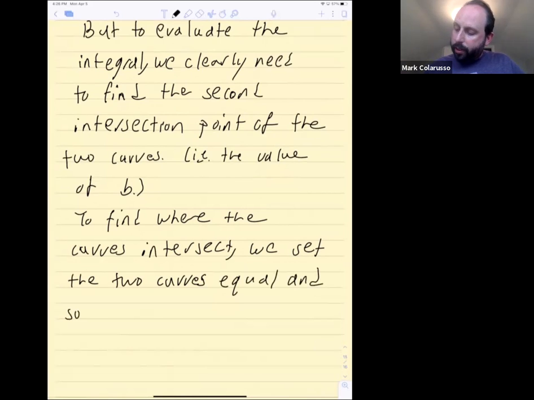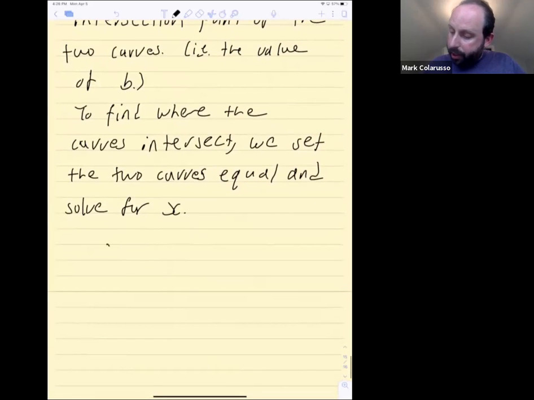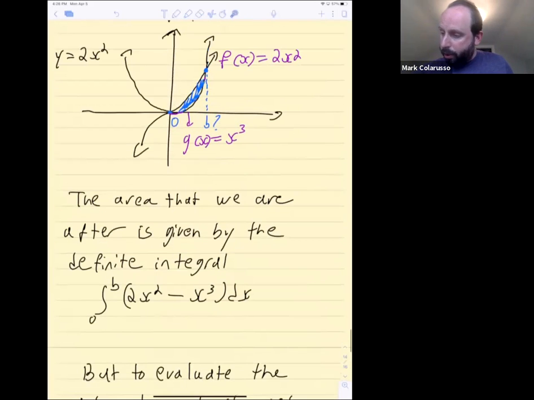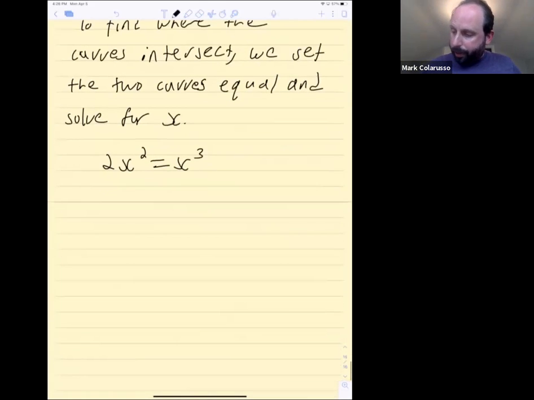And solve for x. So you would get 2x squared equals x cubed. Right, so that's exactly where the two curves meet: where you have an x value that gives you 2x squared the same as x cubed, and then that'll be these points where the curves meet. So we just need to solve for x.